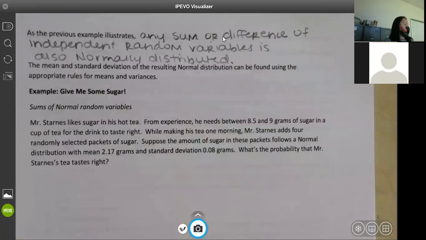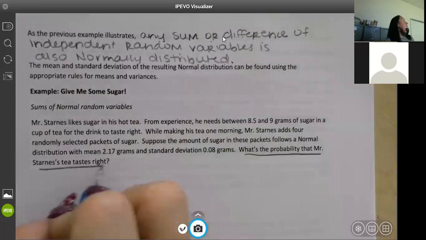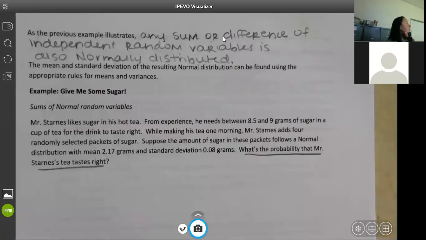The only thing we're going to do differently is it's going to ask you this right here: what is the probability that it tastes right? So we're going to find a probability this time. How do we do probabilities? We do it in our calculator, with normal CDF. So we're just adding that back in. We've already done this, now we're just doing it with the sum.